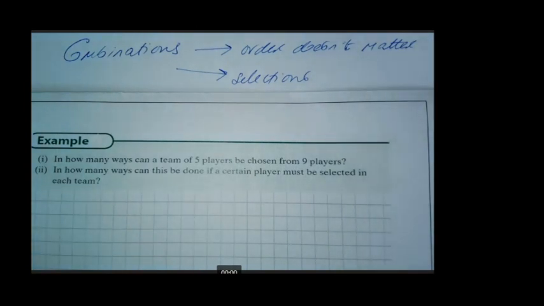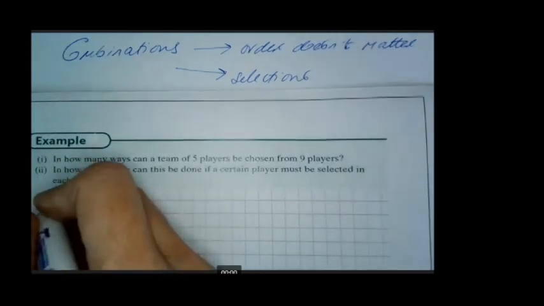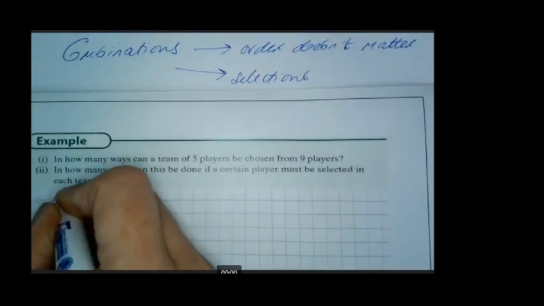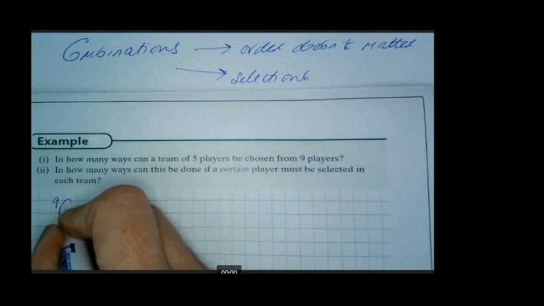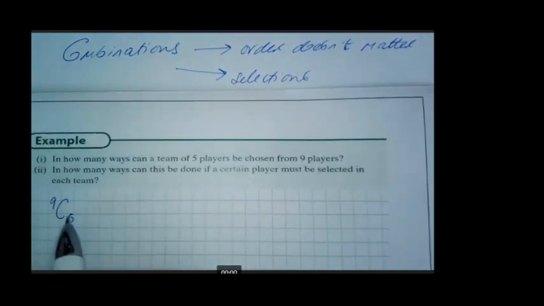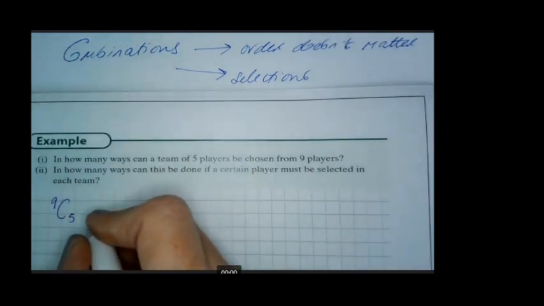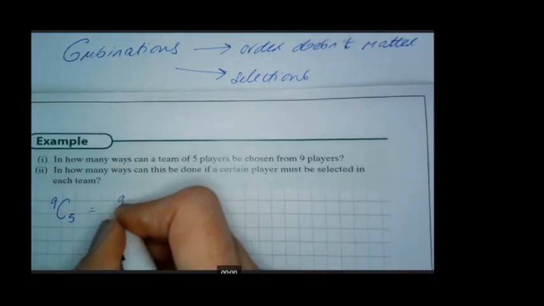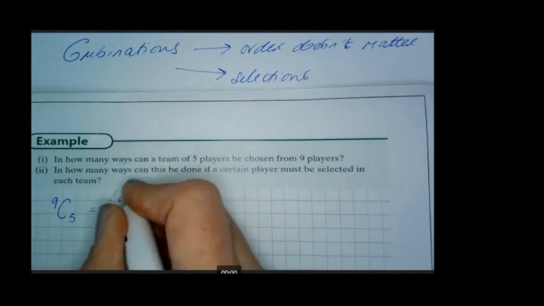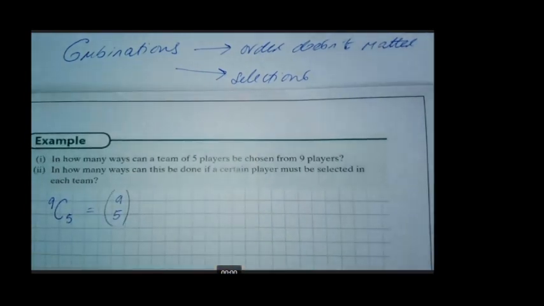And the notation I'm going to use with combinations is 9 choose 5. If I have 9 in total and I'm only choosing 5, this is the notation for these kind of combination questions. It can also be written as a 9 on top and a 5 underneath with large brackets.